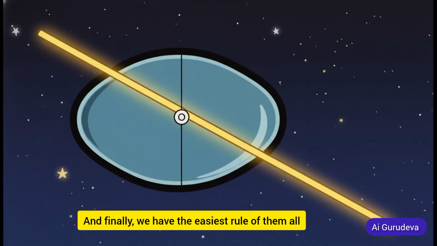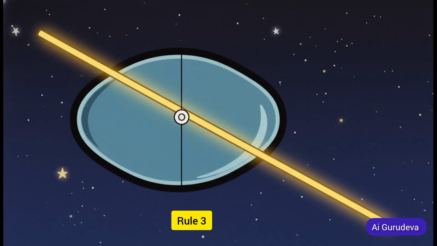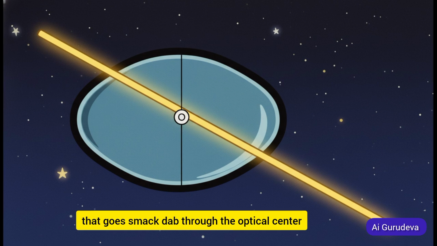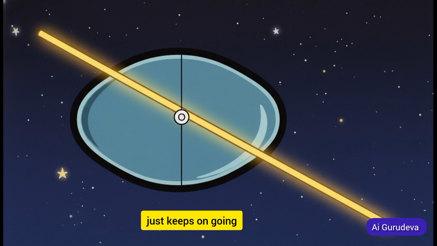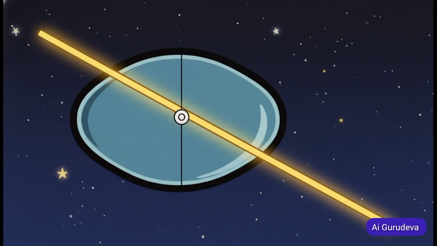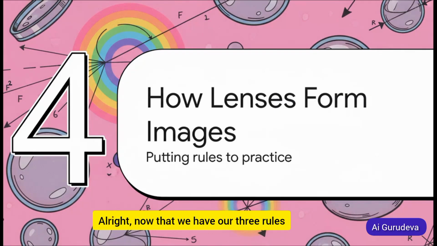And finally, we have the easiest rule of them all. Rule 3. Any ray of light that goes smack dab through the optical center, the very middle of the lens, just keeps on going. No bending, no turning. Straight through. Easy peasy.